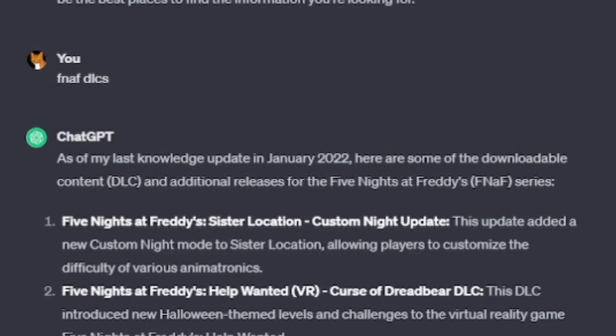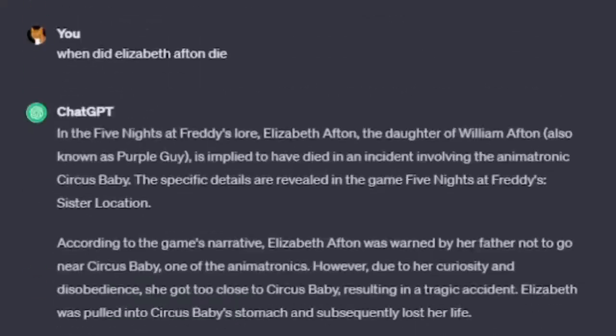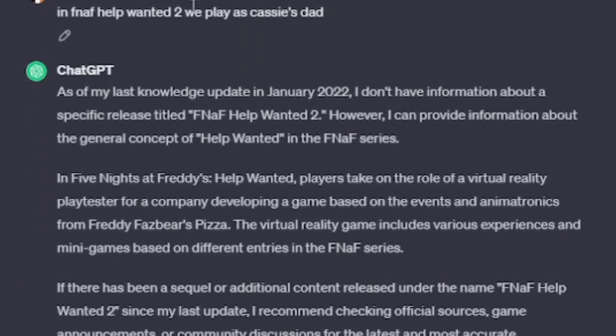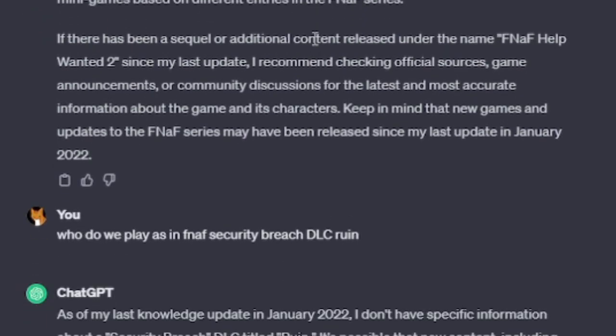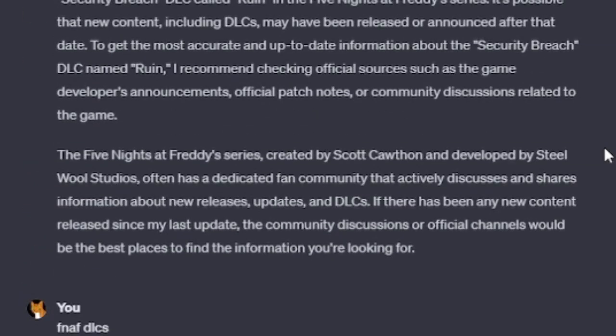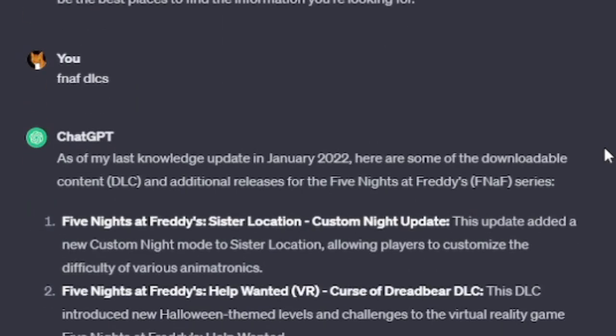Not a bad start. I think you're pretty damn knowledgeable about FNAF. Okay, so I've managed to stumble on a little bit of something that I don't seem to know how to correct with ChatGPT. It doesn't know anything about Help Wanted 2, Help Wanted, or Security Breach Ruin. All of this seems to me like it knows nothing, and I don't seem to know how to give it that information. So once I figure that out, we can check back, and it should then have a more complete story.